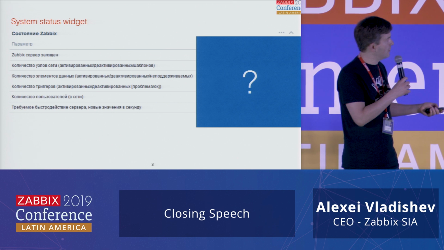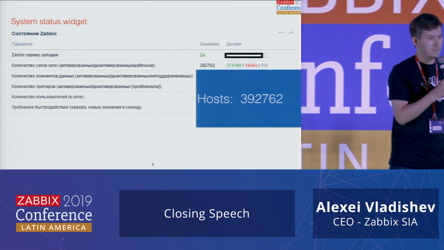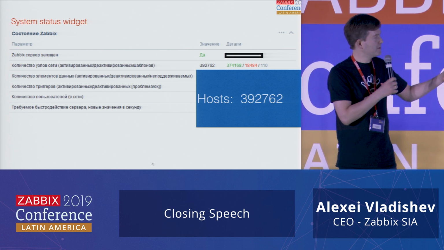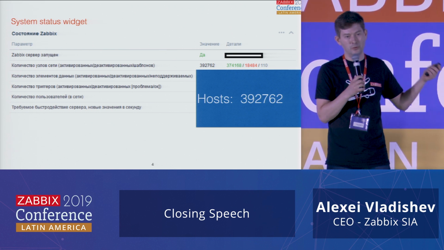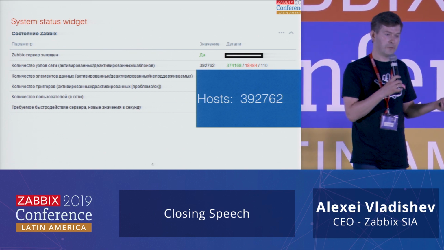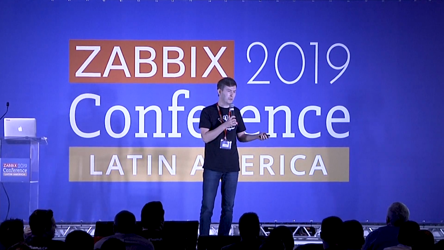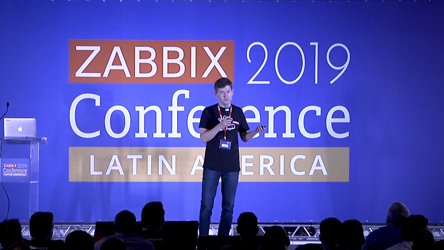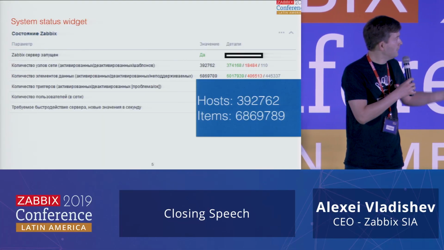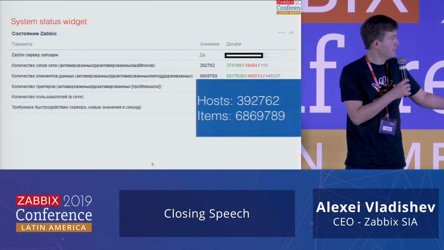Okay, so let's start with the number of hosts. This is the number of hosts, close to 400,000 hosts. It's all being monitored by a single Zabbix server, but this single Zabbix server obviously is running on quite powerful hardware. This is Intel hardware with good storage, good network capabilities, and SAN.